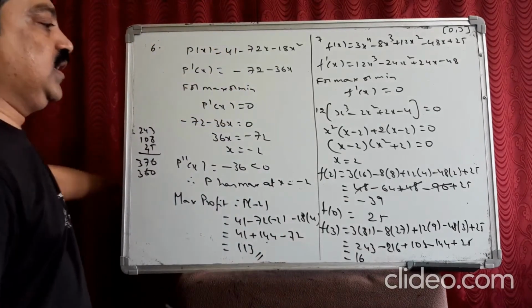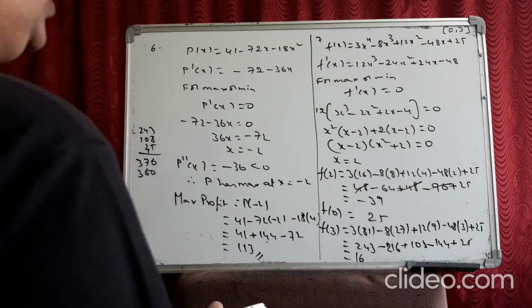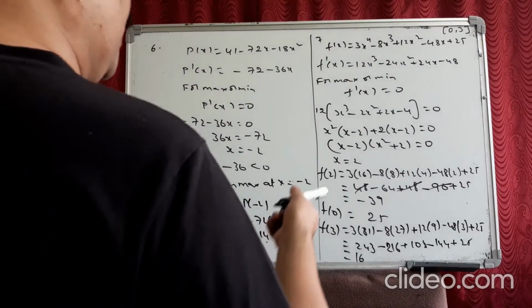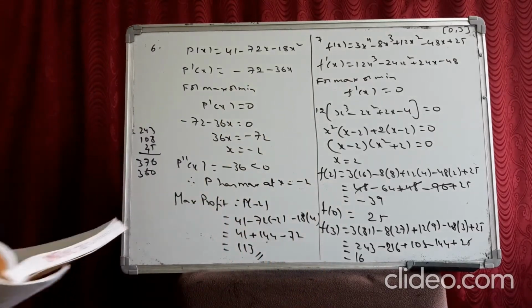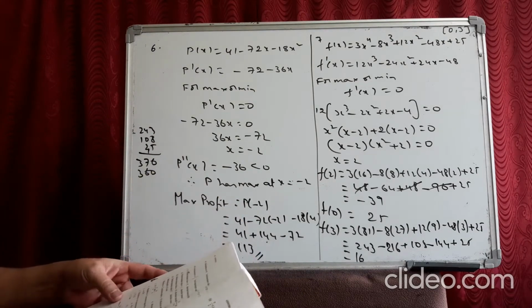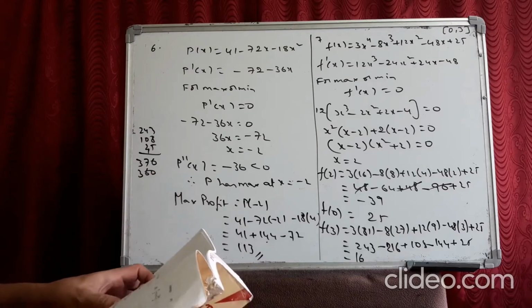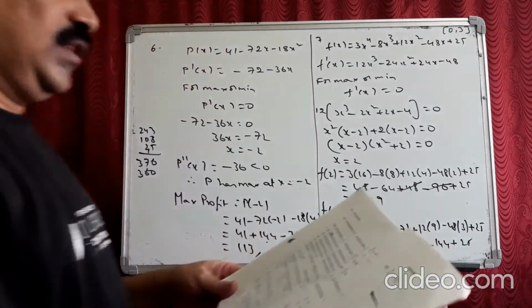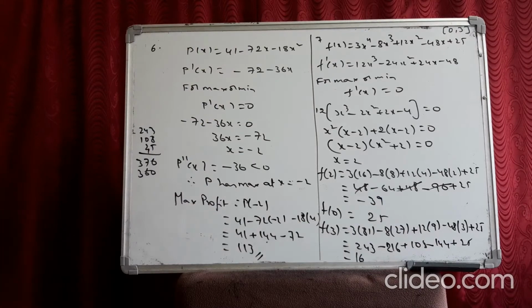So what are the values we got? When x equal to 2, we got minus 39; at 0, 25; and at 3, 16. So the minimum value is minus 39, and the maximum value is 25, since 25 is bigger than 16. Let me check it once. Yeah, it is right. Right, let's go to the next one.